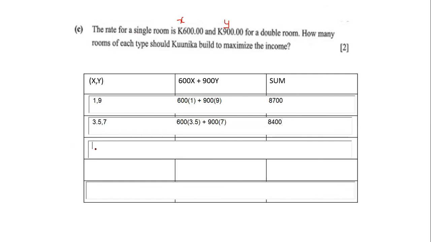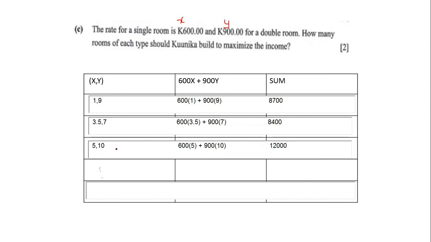You are also entering the coordinates, which will be 5 comma 10. Then you substitute in there. This one will be 600 multiplied by 5, plus 900 multiplied by 10. Then your answer should be equal to 12,000. Go to the next point there. So there are 5 points.